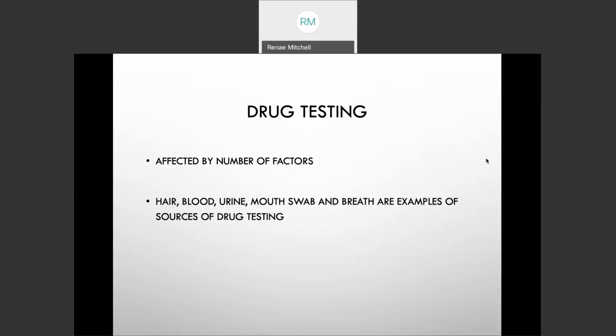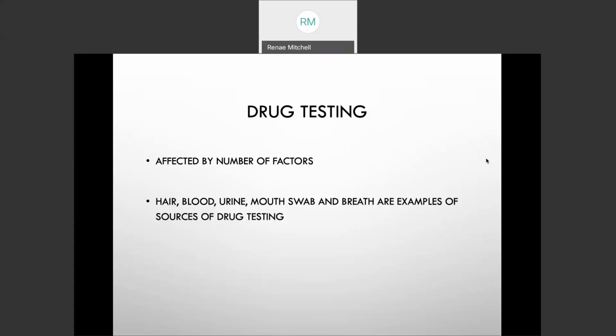So because drugs are eliminated through all of these different body systems, this is the primary way that individuals are tested for drugs. And how drugs can be tested really is affected by a number of factors. We'll talk about those. So one is the source of drug testing.